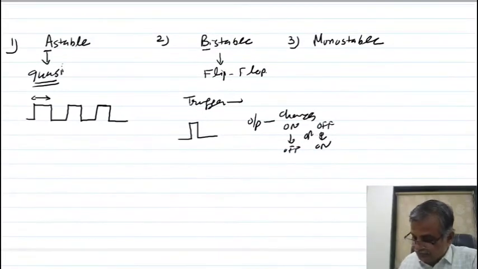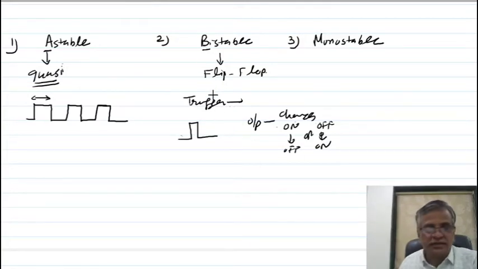So in a bistable, the input is required. You apply the trigger pulse, then the output state is changed. If it is in the on state, it changes from on to off. If it is in the off state, it changes from off to on. The state of the output does not change till the input trigger pulse is given. So bistable is used as a memory device, also known as a flip-flop circuit.